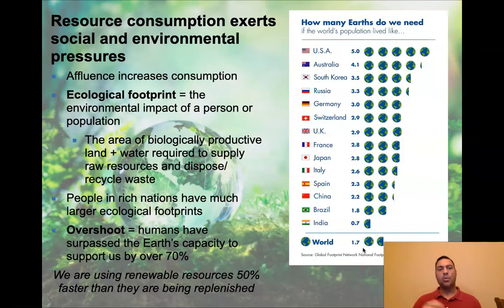But the concept of going above and beyond your ecological footprint is called overshoot. Humans have surpassed the Earth's capacity to support us by over 70%. We are using renewable resources 50% faster than they are being replenished. So basically, we have a problem. What we're consuming doesn't match what the Earth is providing naturally. So there's a subsidy coming in from some location in the ecosystem. We're going to talk about what that subsidy is and where it's coming from a little bit later on in another lecture. But just be aware that we are definitely in an overshoot situation currently on Earth.